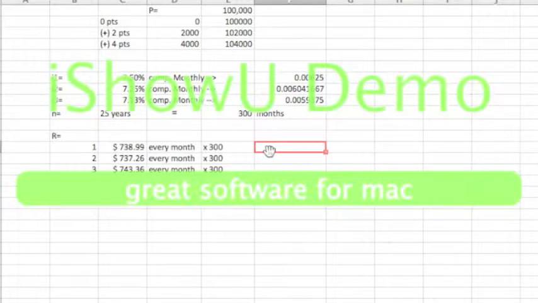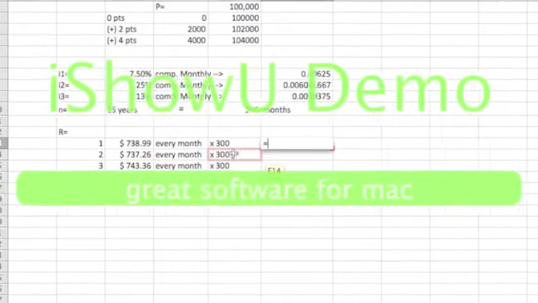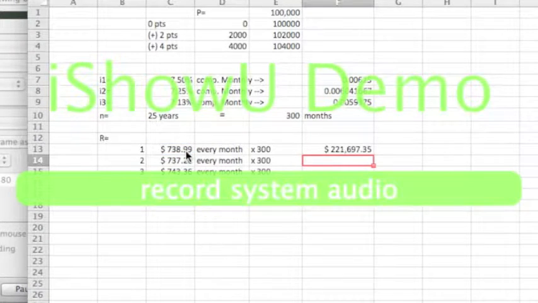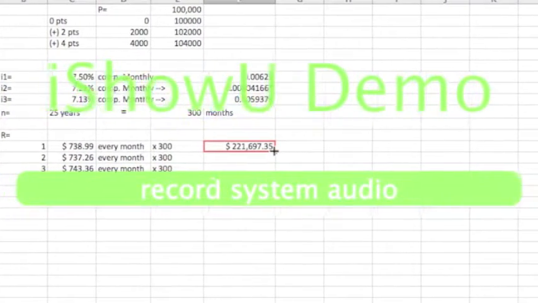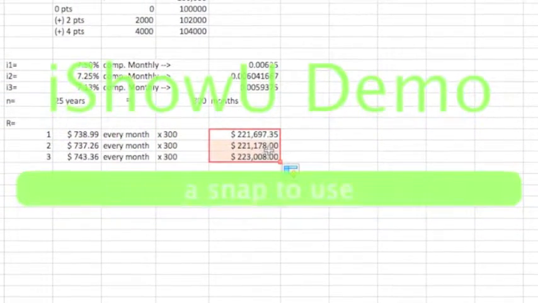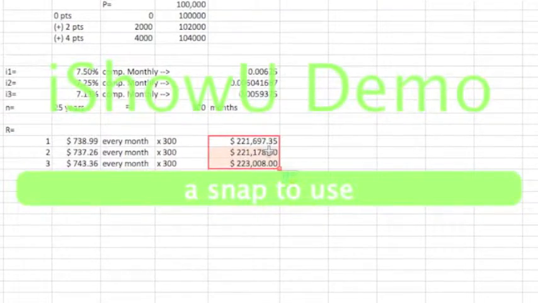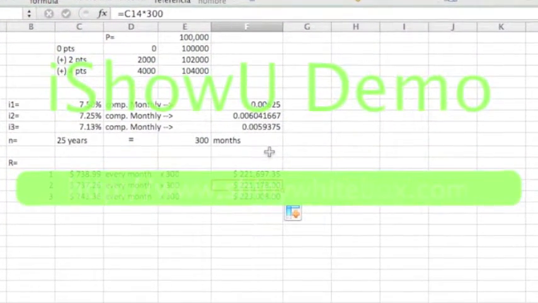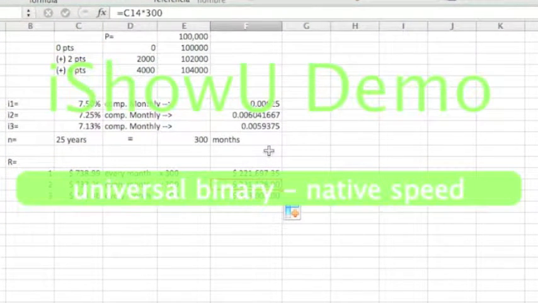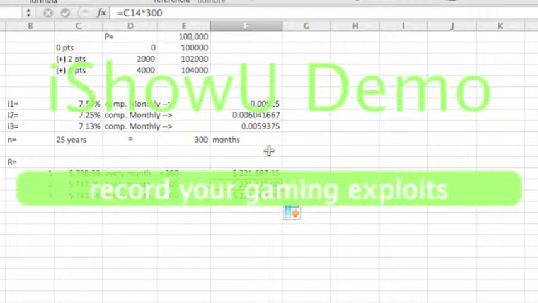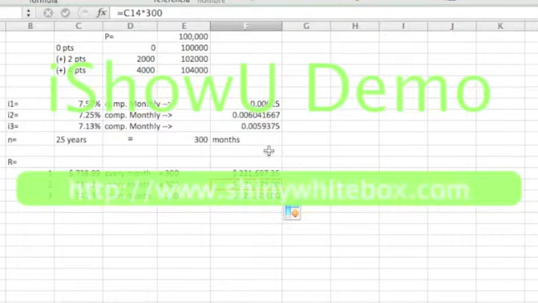So option 1 is 738.99 multiplied by 300, equal to 221,697.35. Option 2, 737.26 multiplied by 300, equal to 221,178.90. Option 3, 743.36 multiplied by 300, equal to 223,009.25.